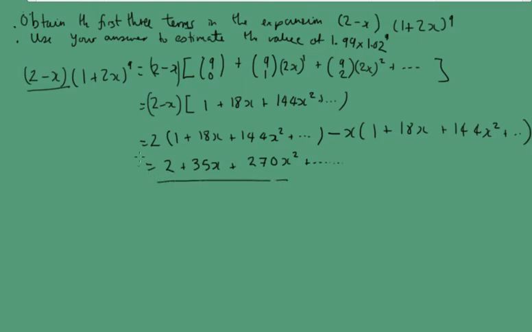That's the first question. Now the second question. Use your answer to estimate, so that's important. You're not going to get a precise value of this. So let's look at this: 1.99 times 1.02 to the power 9.